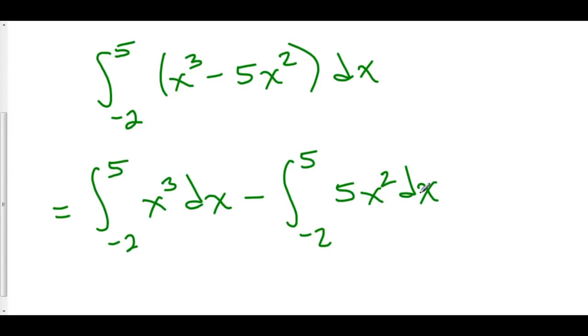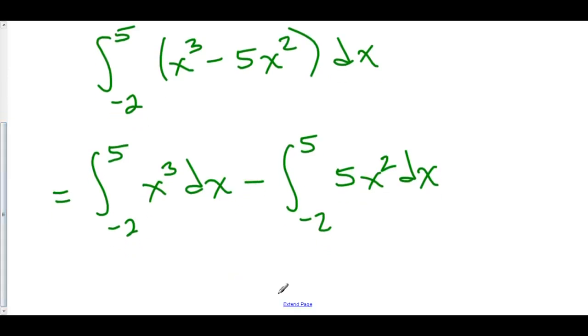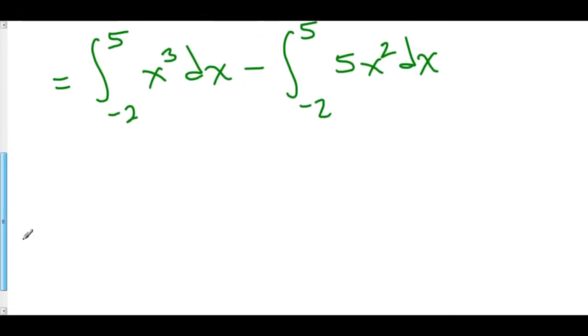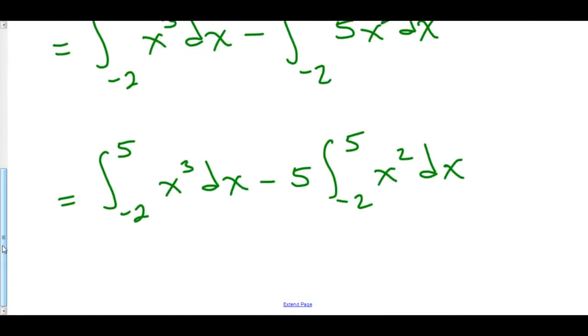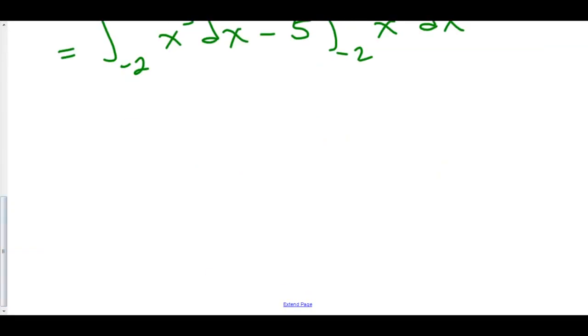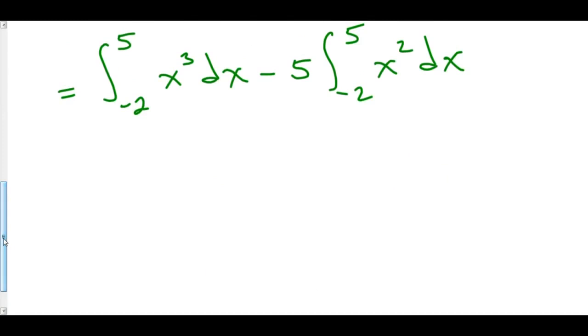Now we have the constant rule. We can take this 5 out from my second integral. This is equal to the integral from -2 to 5 of x cubed dx minus 5 times the integral from -2 to 5 of x squared dx. And now we can actually take the integral, remembering the second part of the fundamental theorem of calculus, which says the first thing you do is you find the antiderivative.